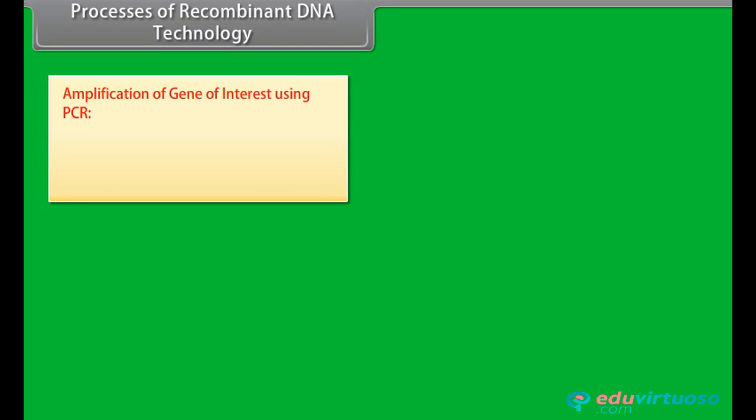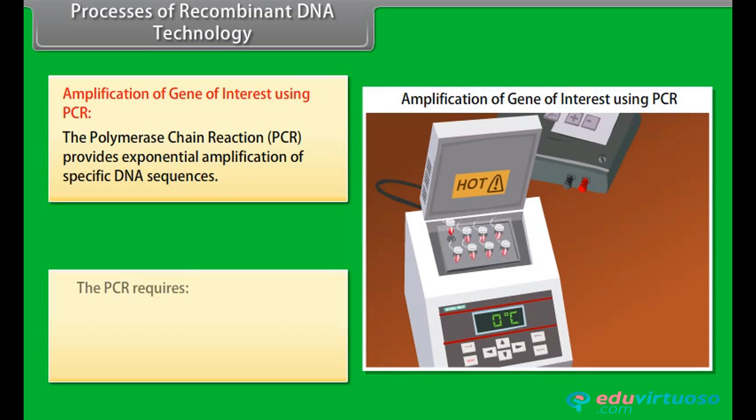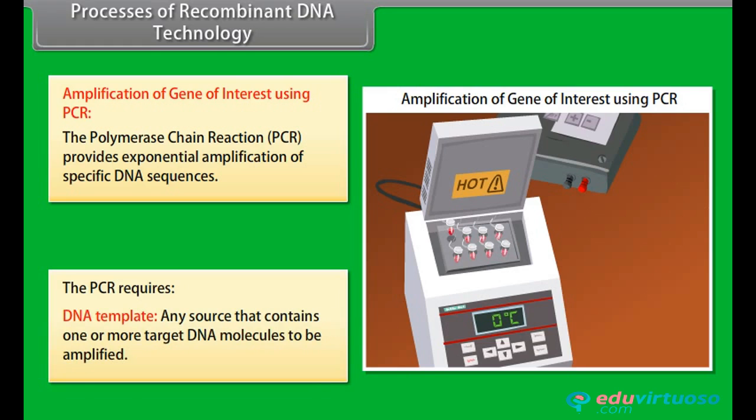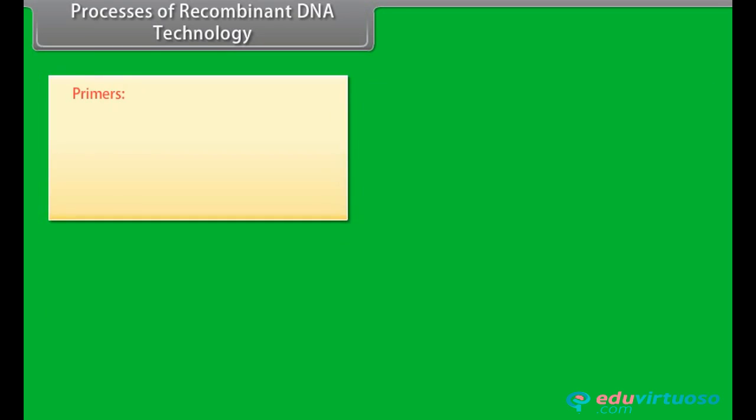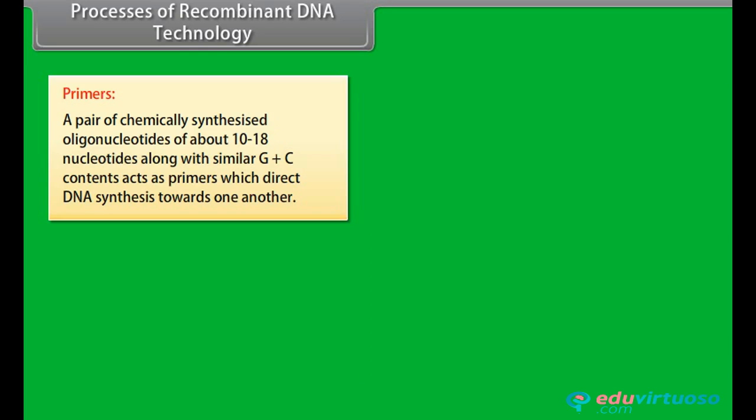Processes of recombinant DNA technology. Amplification of gene of interest using PCR. The polymerase chain reaction, PCR, provides exponential amplification of specific DNA sequences. The PCR requires DNA template, any source that contains one or more target DNA molecules to be amplified. Primers: a pair of chemically synthesized oligonucleotides of about 10 to 18 nucleotides along with similar G plus C contents act as primers which direct DNA synthesis towards one another.